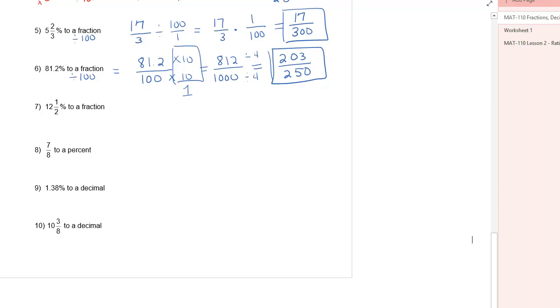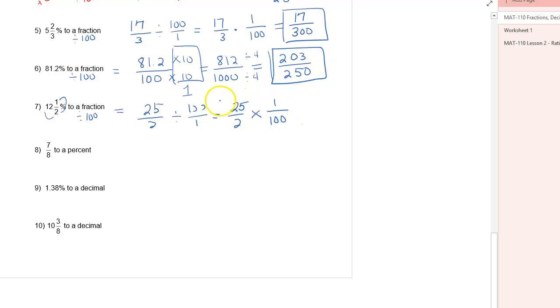So now we're going to change 12.5% to a fraction. So again, we're dividing by 100. So 12.5% would be, 12 times 2 is 24, plus 1 is 25. So that's 25 over 2 divided by 100 over 1, which is 25 over 2 times 1 over 100 using keep it, change it, flip it.